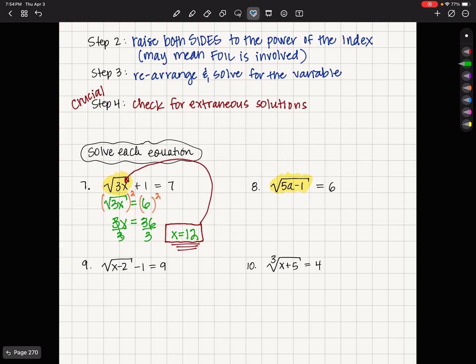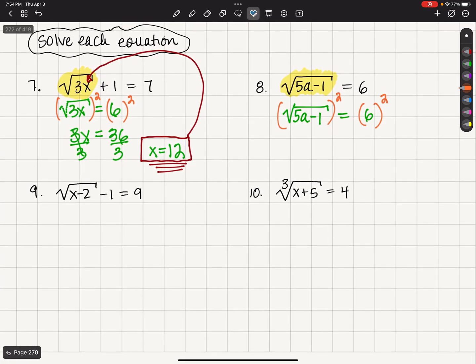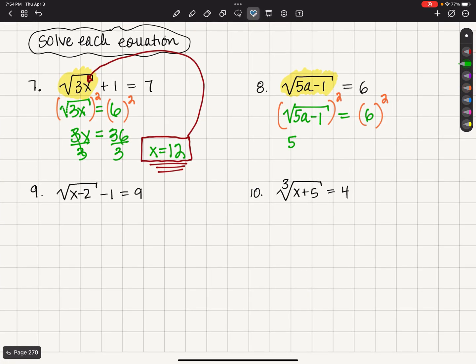I liked using that green. Step 2 says that you raise each side to the index of the radical. Well, that index is a 2, so I'm going to square both sides because a square will undo a square root and vice versa. Well, the square root of 5a minus 1 squared is just 5a minus 1. And 6 squared is 36.